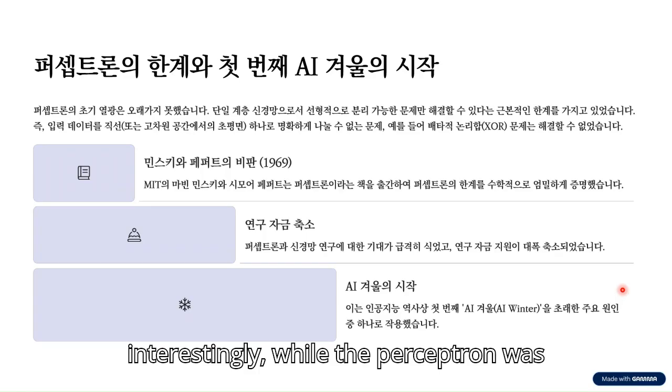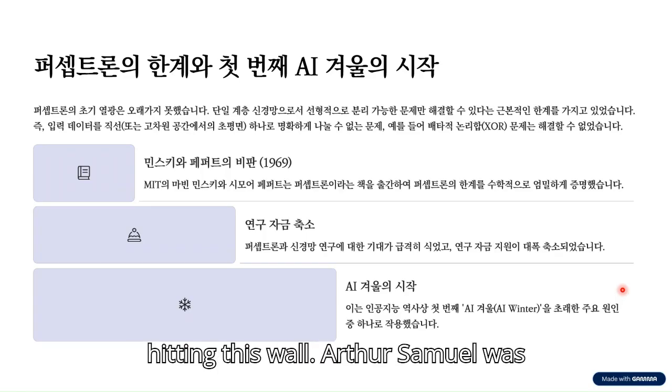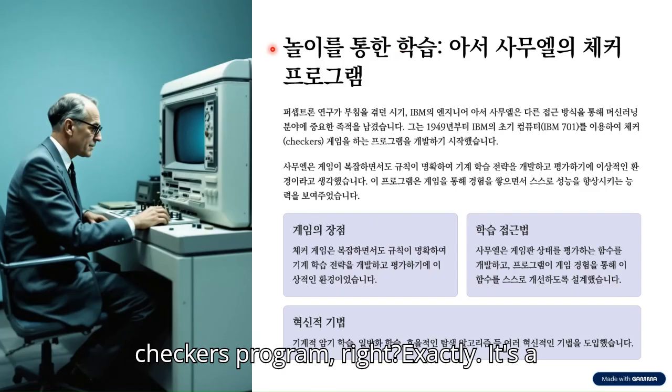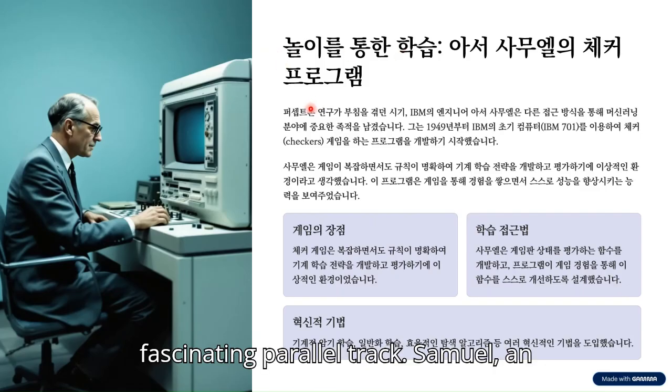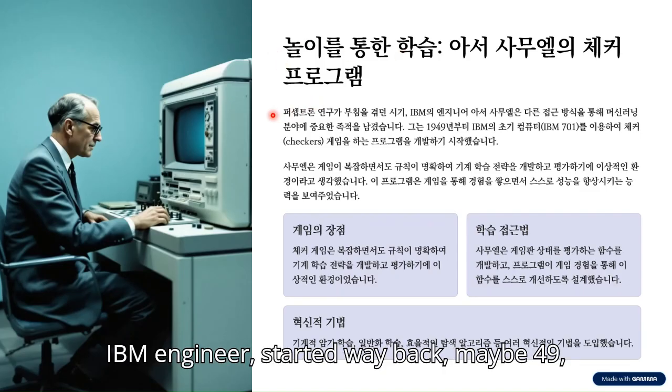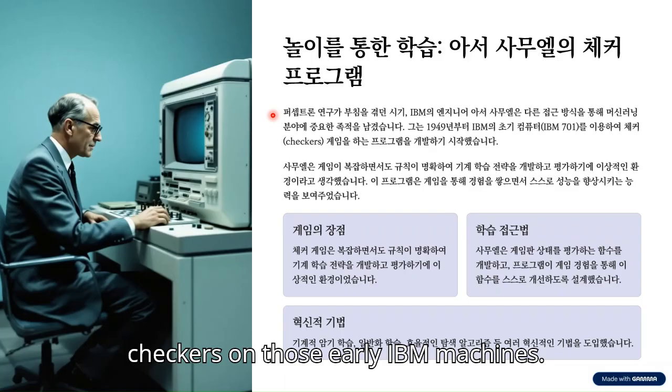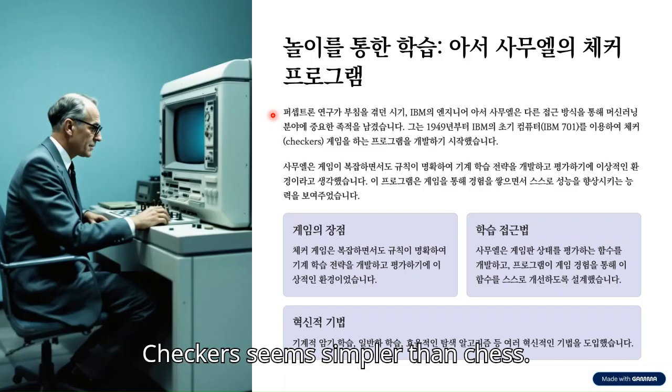But interestingly, while the perceptron was hitting this wall, Arthur Samuel was working on something different with his checkers program, right? Exactly. It's a fascinating parallel track. Samuel, an IBM engineer, started way back, maybe 49, maybe 52, working on a program to play checkers on those early IBM machines. Checkers seems simpler than chess, maybe.